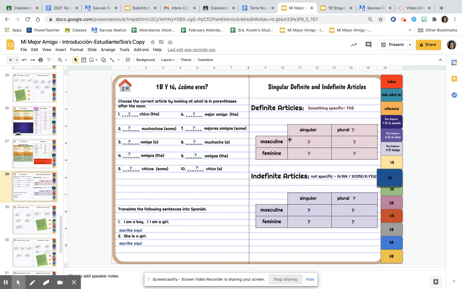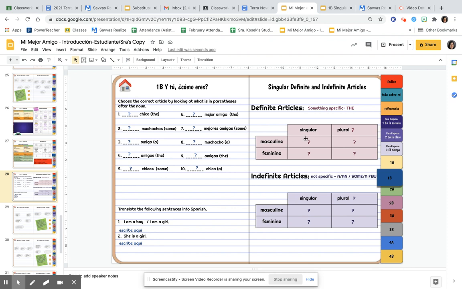So I created this chart here. When you're deciding which definite article to use in Spanish, I forgot to bring this up: in Spanish, there are 4 words for the. In English, we only have 1. In Spanish, we're going to have 4, because you have to decide if the noun you're talking about is masculine or feminine, and whether it is singular or plural.